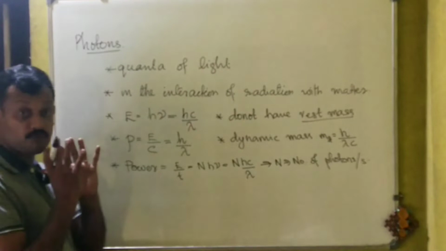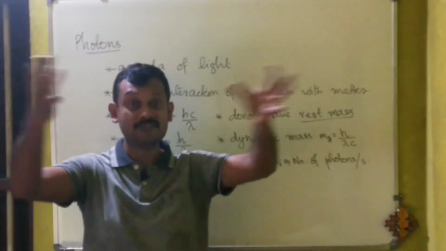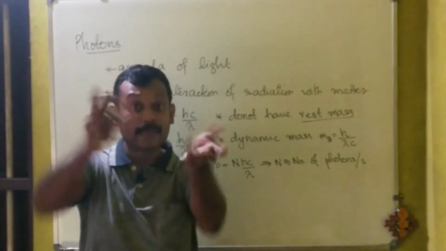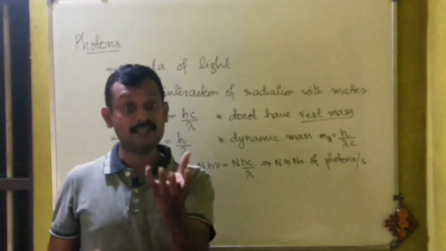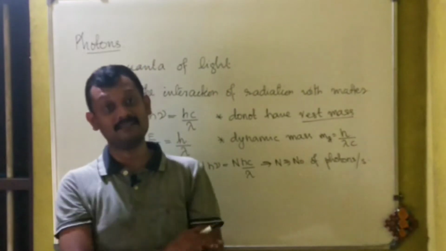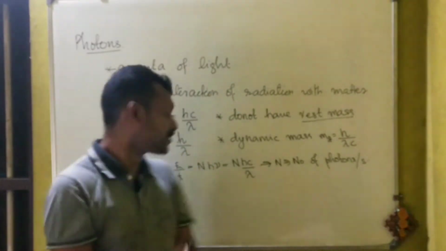So when you say a certain power of the light, when it is incident on a certain surface, the power of that light is equal to N h nu. In that, N is the number of photons per second.